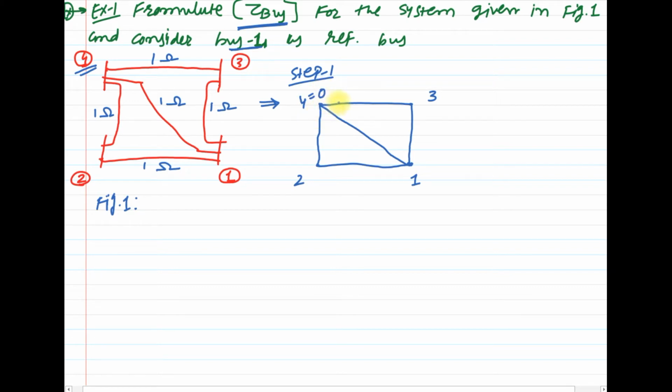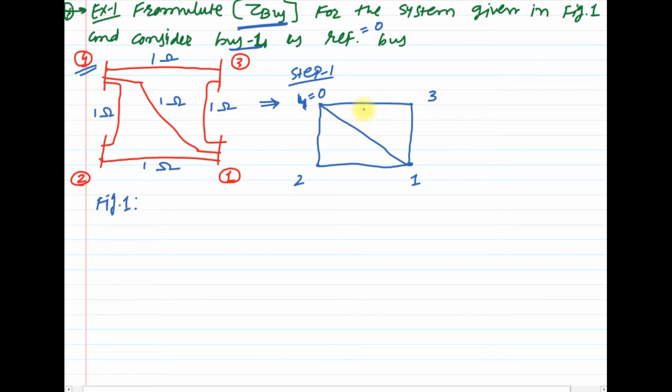So in general for power system analysis, we have considered the reference bus number as a 0. Okay, or I can say reference bus number as a 1. So here the 1 is already given, so we will consider the reference bus number as a 0.